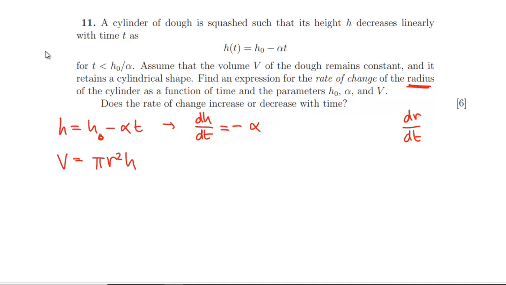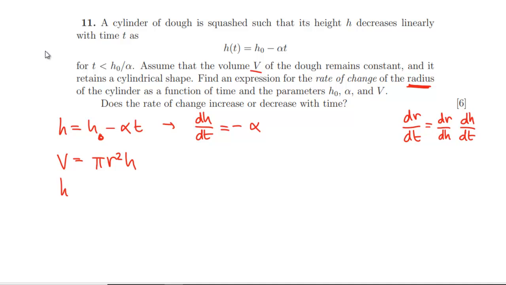We want to get dr dt. So dr dt is going to be dr dh times dh dt. We've just got dh dt. Oh, the volume's fixed. Oh, that's good. So yeah, this is going to help. So we can do dr dh with all of this. Or we can do dh dr, might be even easier.